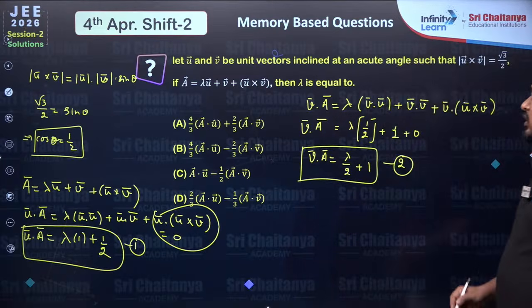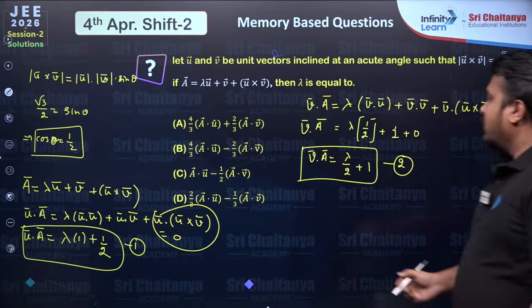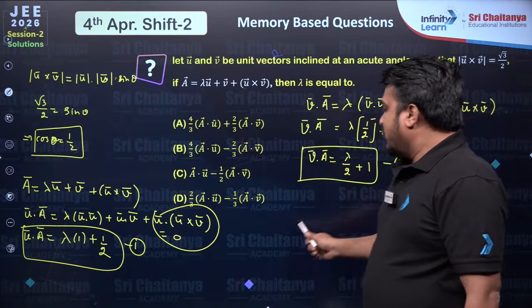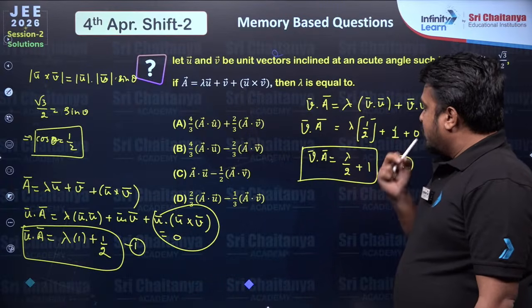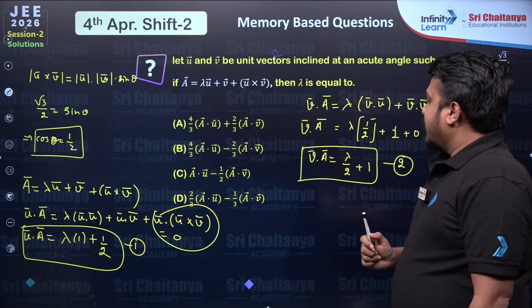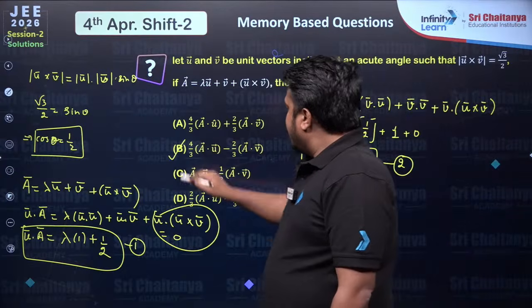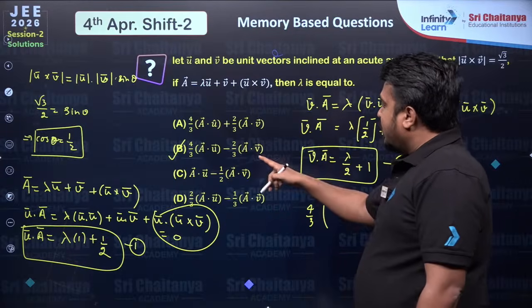So from these two equations, since we are not getting anything directly in terms of lambda, we have to substitute these values and verify for what option I am getting the value of lambda. Understood? So here lambda by 2, here lambda, here 1 by 2, here plus 1. So whatever options are involved, negative, plus minus, we can check with that. So I'll start with option B. Let's say 4 by 3. What is the value of a bar dot u bar?